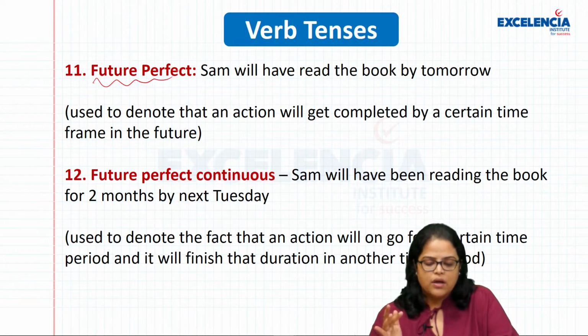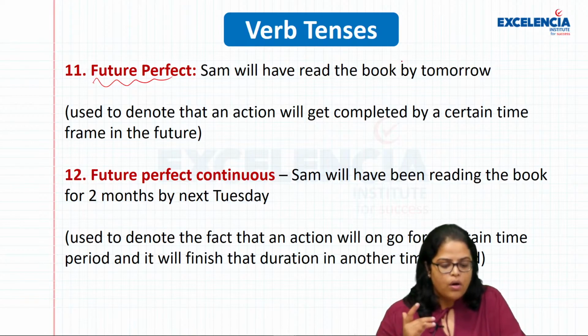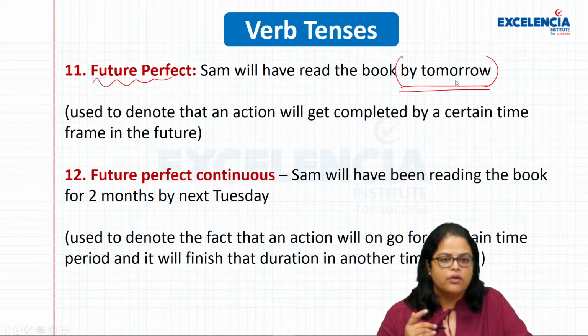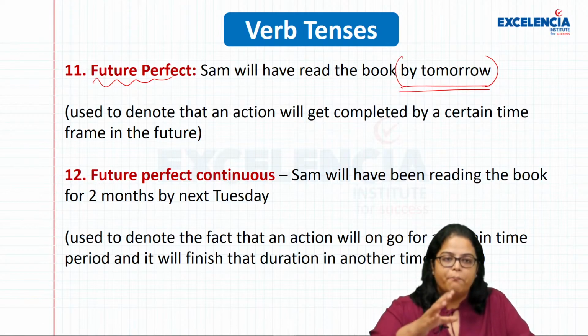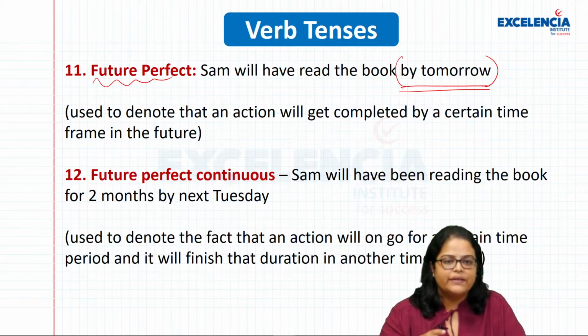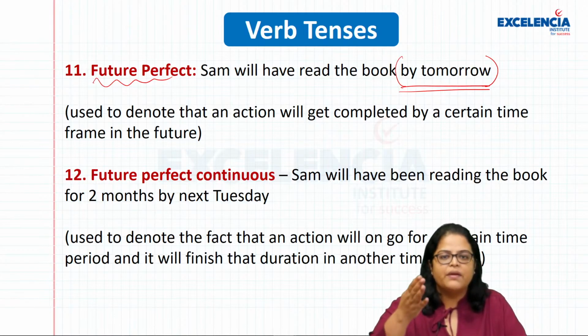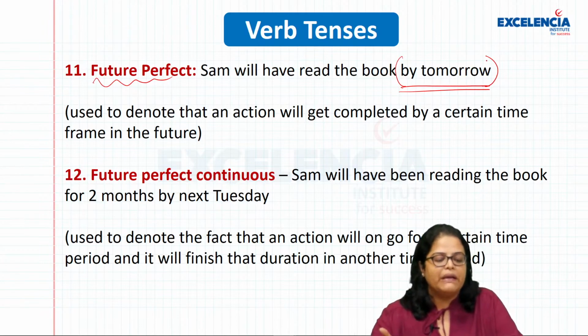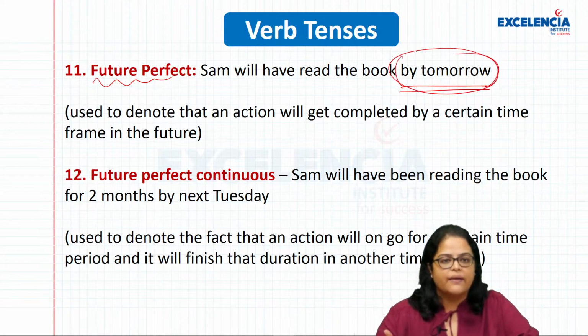Future perfect, again rare, but you should know, you will finish an action by a certain time frame in the future. So that's very important. So Aditi will have read the book by tomorrow. Simple future would have been something like Aditi will read the book tomorrow. But a future perfect is going to be, I'm giving you a guarantee that she will have read the book by tomorrow. This action will get completed by a certain time frame in the future.